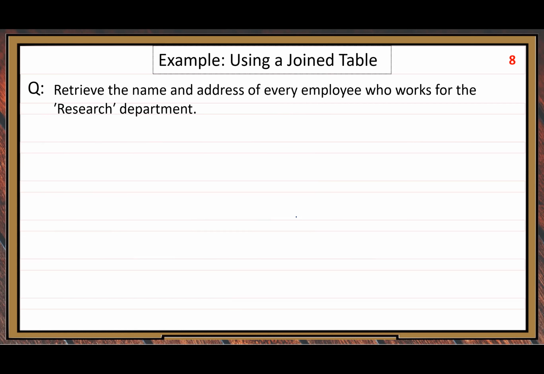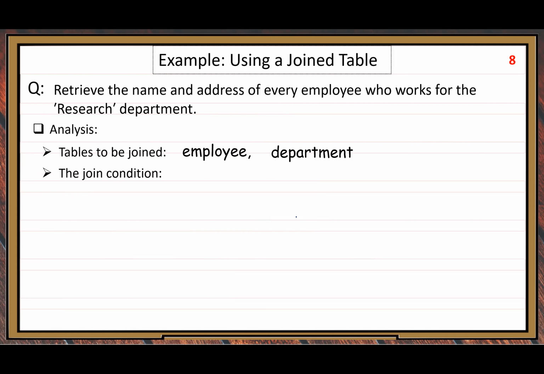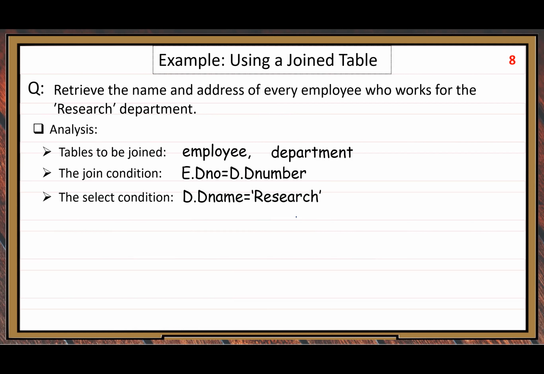This one is still the old example. Retrieve the name and address of every employee who works for the research department. Our old way, we used implicit table join. Here, we like to use explicit table join. Analysis: tables to be joined are the employee table and the department table, two tables. The join condition, how to join these two tables? E.dno equals D.dnumber. The select condition: the department name, D.dname equals 'Research'.